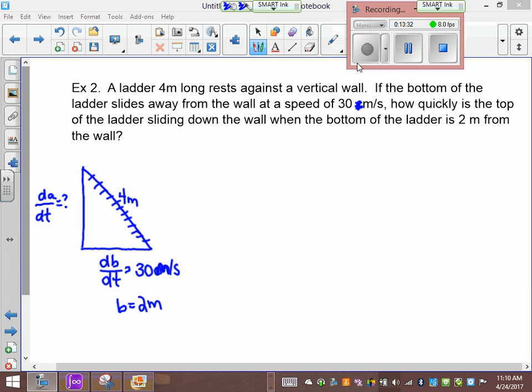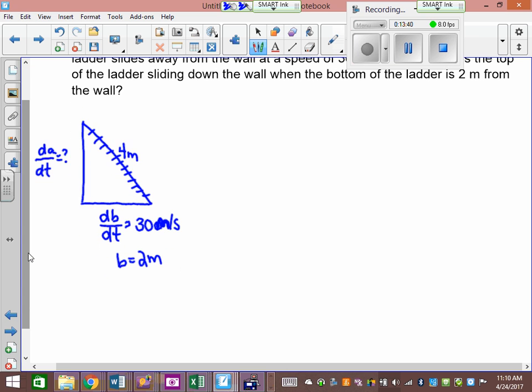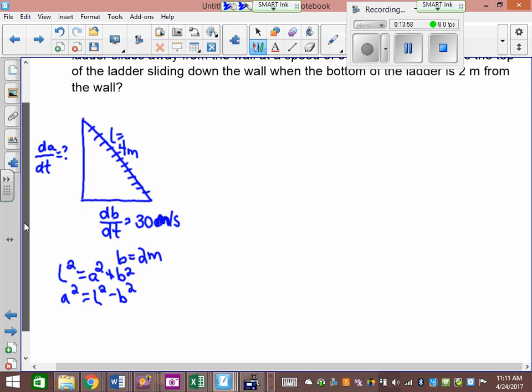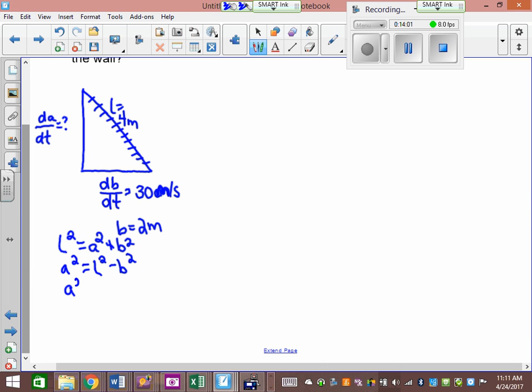So, what can I figure out? You can figure out what A is by doing what? I'll just do this as L. So you can do L squared equals A squared plus B squared, but we're solving for A. So A squared equals L squared minus B squared. A squared equals 4 squared minus 2 squared. A squared equals 16 minus 4, so 12. And then we take the square root of it.